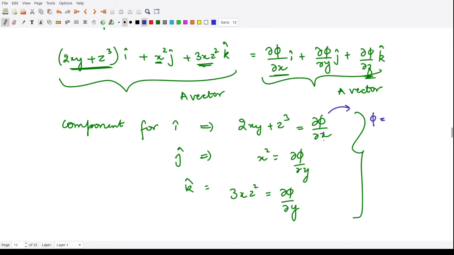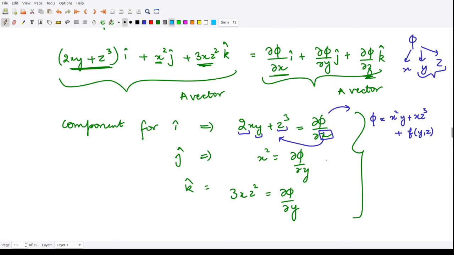Now you are integrating with respect to x, so that means you are keeping y and z as constants. So when you integrate with respect to x, you have x square y plus xz cube. Why? Because this is treated as constant, this is treated as constant, this is also treated as constant, and moreover we have to write the constant of integration. Now the constant of integration would be some function of y and z. Why? Because we are integrating with respect to x, and your phi is a function of x, y and z. So the remaining constant would consist of these functions. So this is one value.